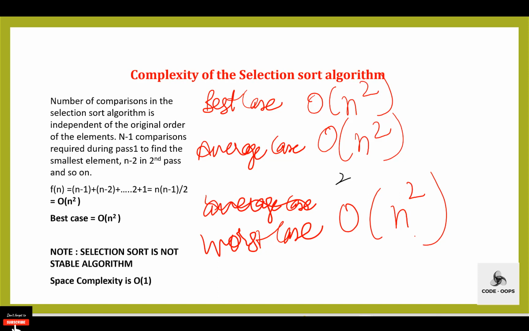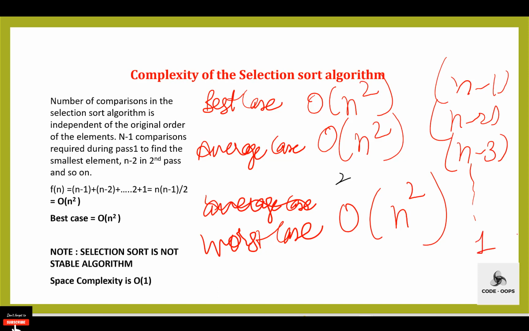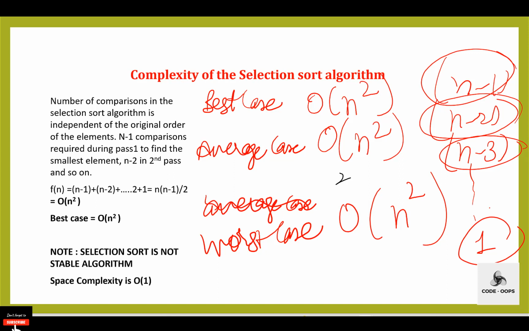The number of iterations in first pass is n minus 1. Number of iterations in second pass is n minus 2. And number of iterations in third pass is n minus 3. And the number of iterations in last pass is 1. We can say in pass 1 number of comparisons is n minus 1, in pass 2 number of comparisons is n minus 2, in pass 3 number of comparisons is n minus 3, and in last pass number of comparisons is 1.